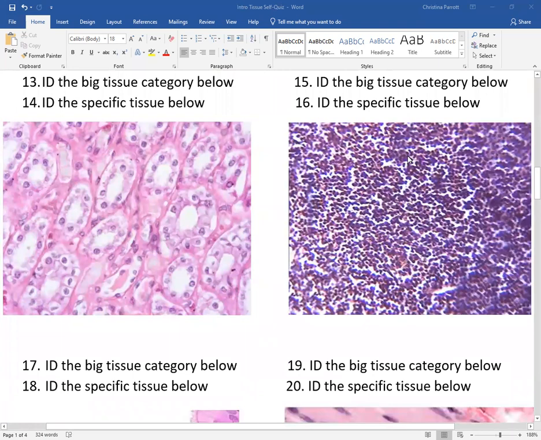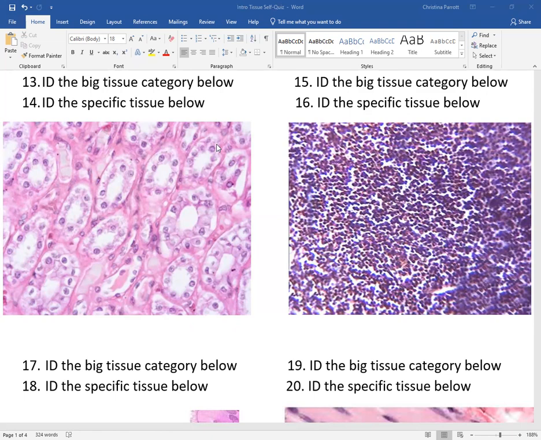And number 13 and 14, you're seeing the circles. And remember I said if you're seeing a bunch of circles, that clues you in that this is simple cuboidal. So number 13, what is this big tissue category? That would be epithelial. Number 14, identify the specific tissue below, would be simple cuboidal epithelium.